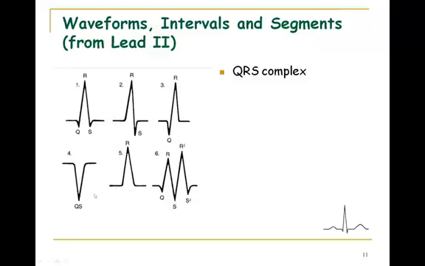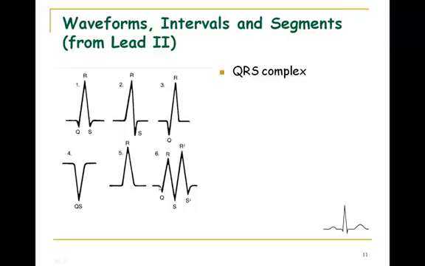Some have what we call a QS, so it's just a QS. Some people just have an R. Some people have, say, an R prime or an S prime. I call this the bunny ears. Now, why the R prime, S prime? I can distinguish what creates or is considered to be an R prime or an S prime.